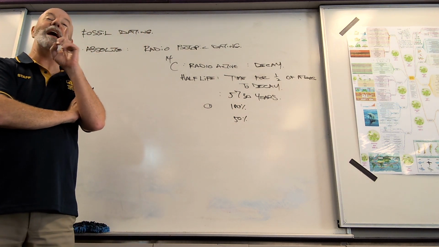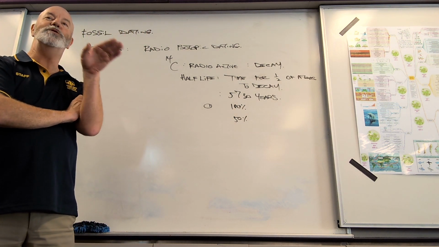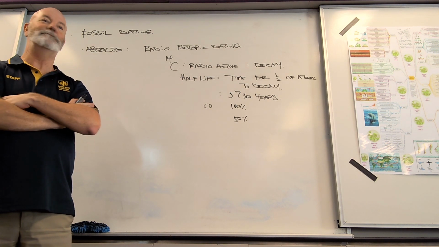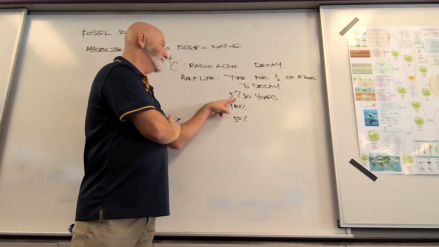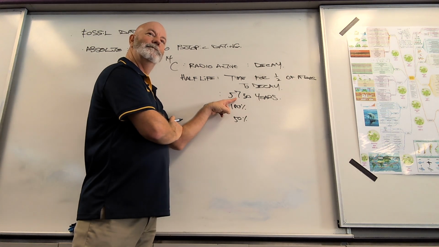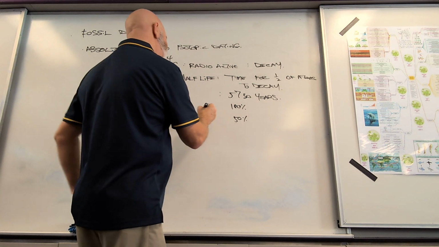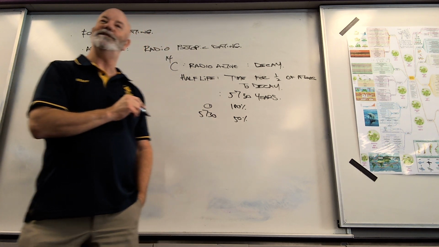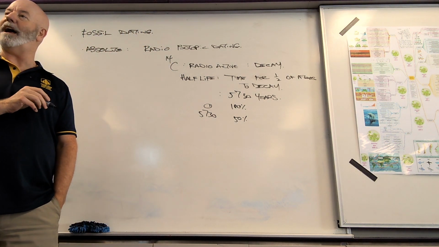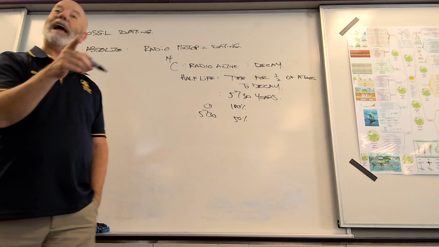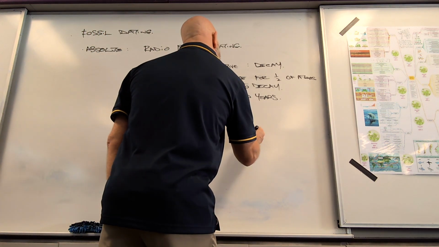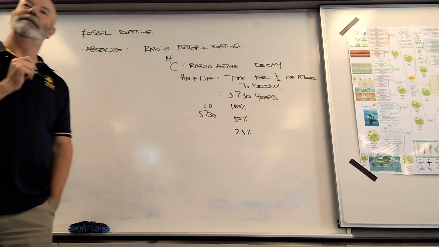So how many years does it take to reduce by half? Just read that. 5,730. So after 5,730 years, you've now got half the amount of carbon-14. After how many years will you have 25%?